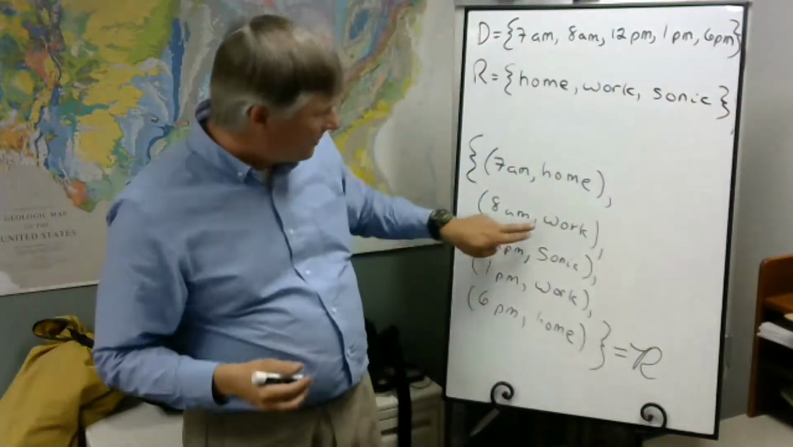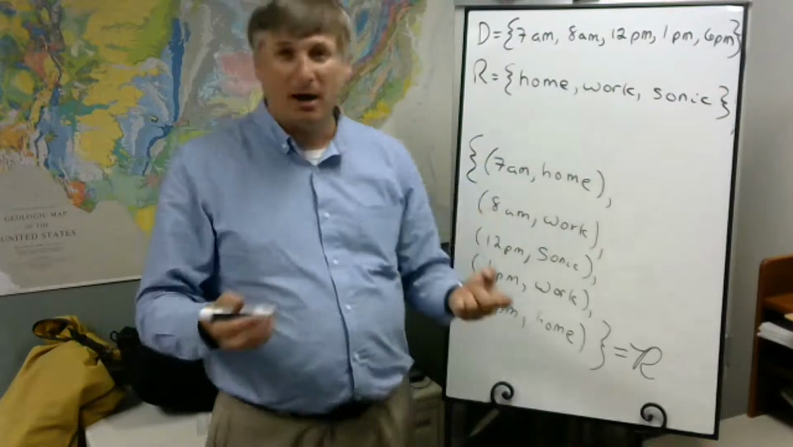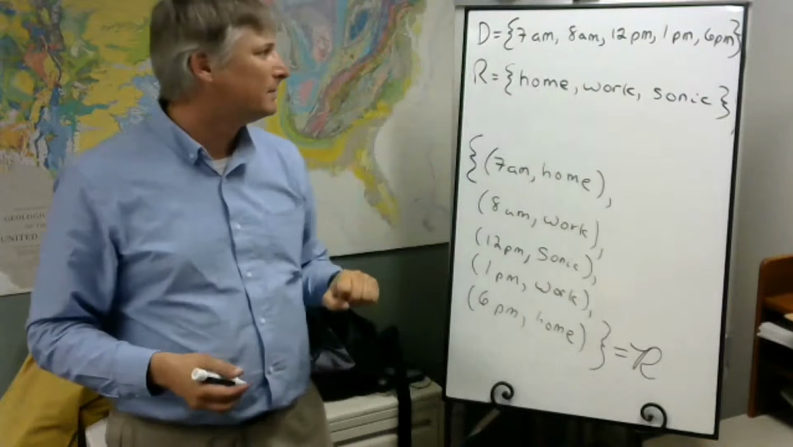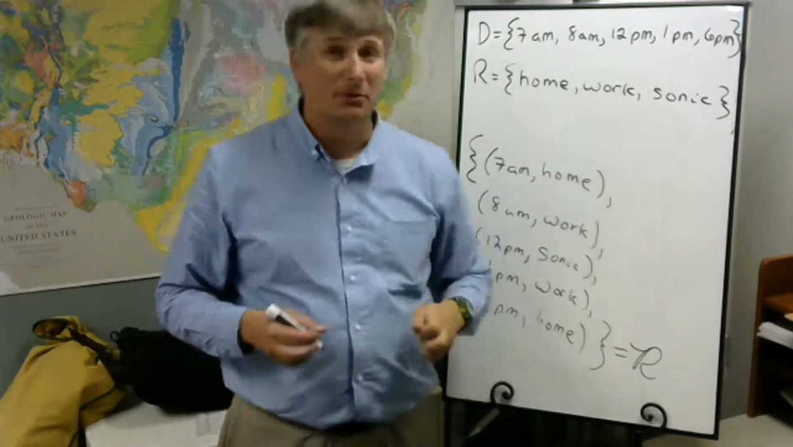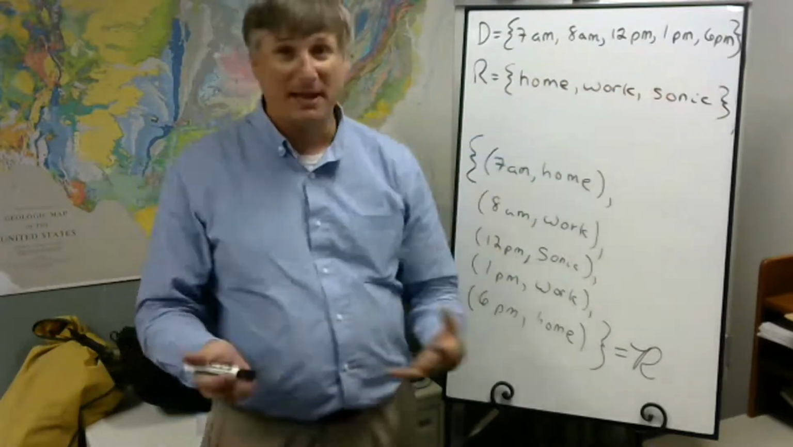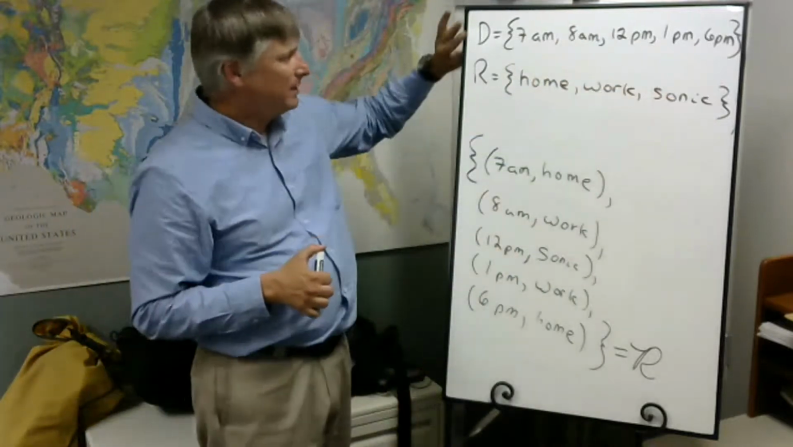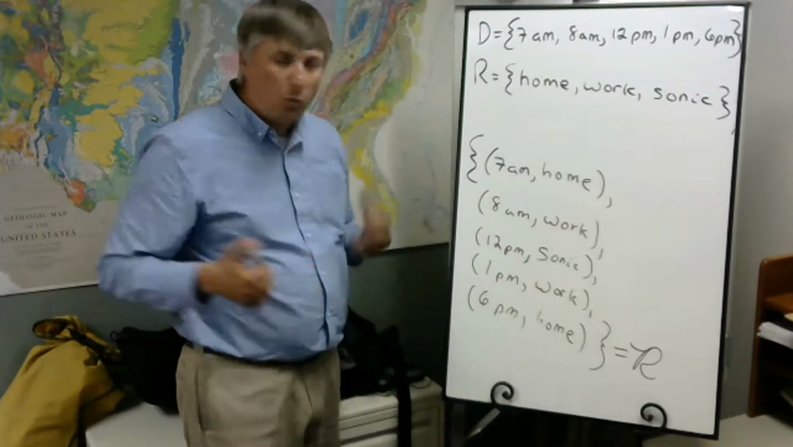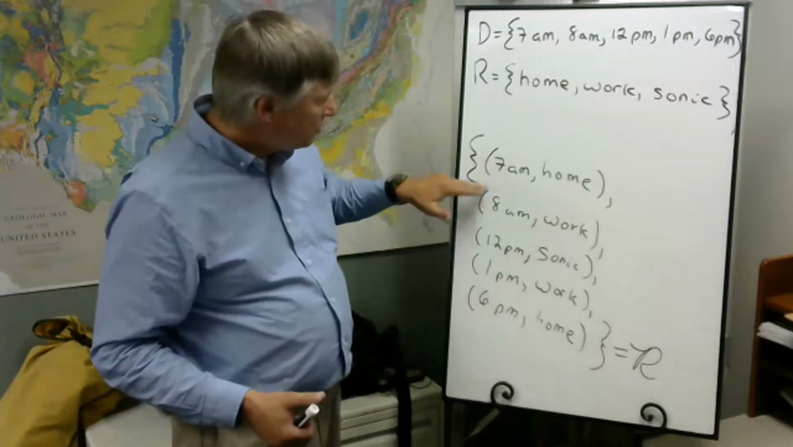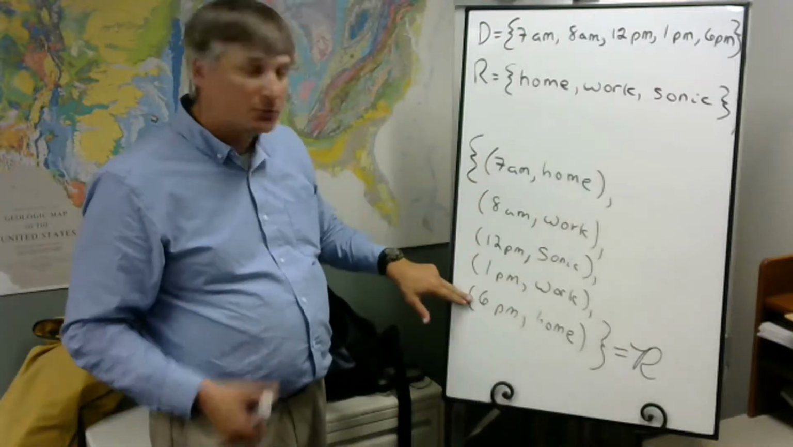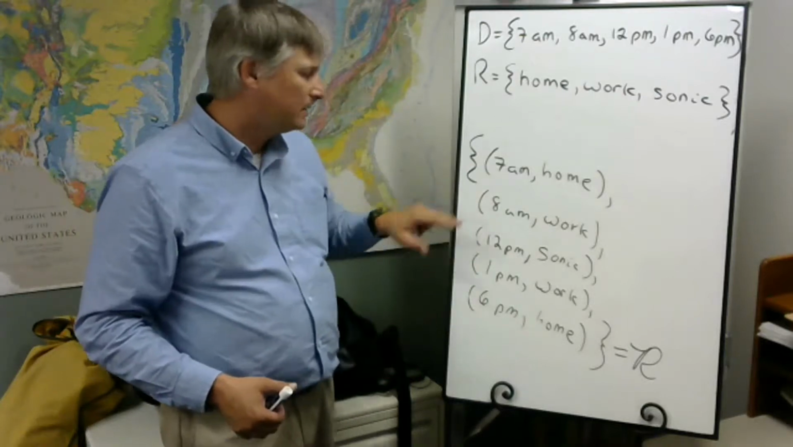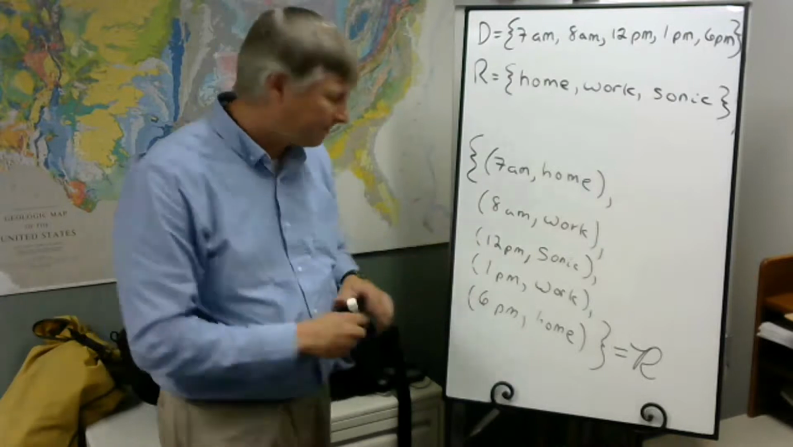Again, with sets, we don't repeat the type of object. Sets just tell you the type of object. So this is a type 7 a.m., a type 12 p.m., type home, type work, type Sonic. So we just list the types once, and that's it. So that's our domain, and that's our range. Now, what makes this thing a function? Well, it's a function because no domain value is repeated. There's only one 7 a.m., one 8 a.m., one 12 p.m., one 1 p.m., one 6 p.m.